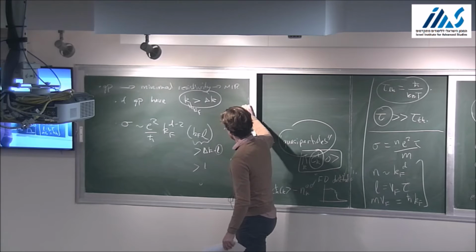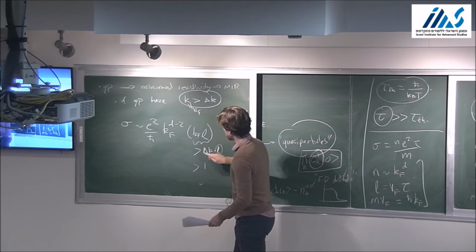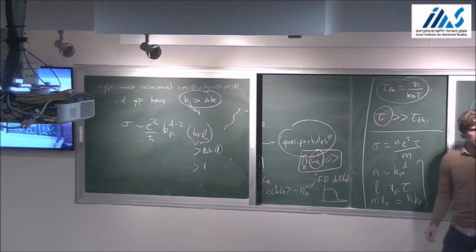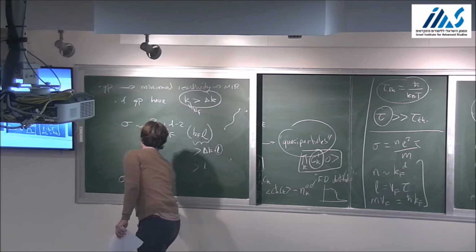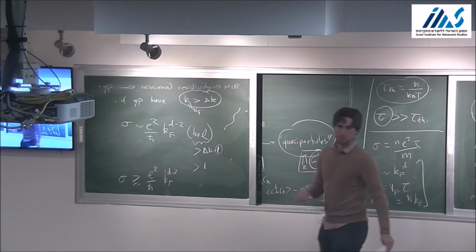That's how long it's present. This is how well we know its momentum. And so we can apply a single particle uncertainty principle to that. And then we get that this connectivity should be bigger than e squared over h-bar kF. Little d is always going to be the number of space dimensions.